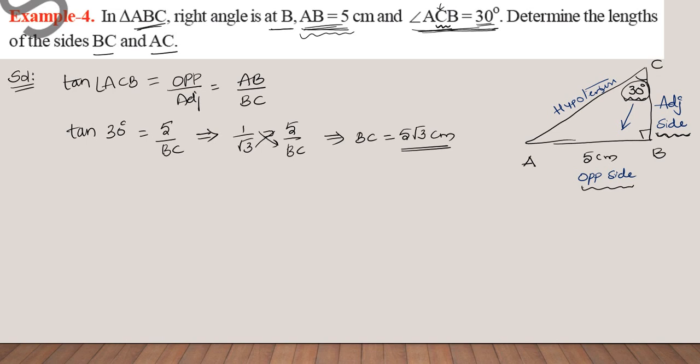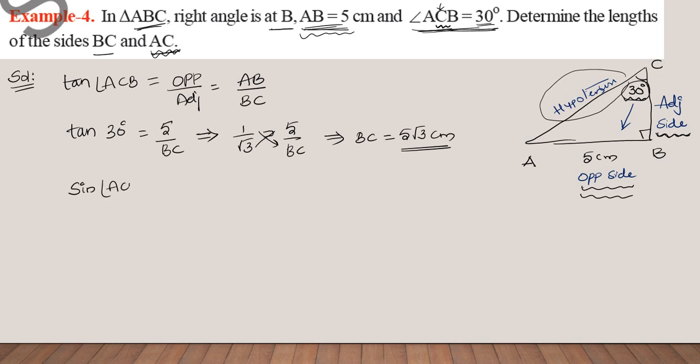Next, one more thing I need to find out. I need to find the value of AC. This particular AC is nothing but the hypotenuse, right? We can find this hypotenuse in two ways. Either you can go with the Pythagoras theorem or you can directly apply this angle concept. I know the value of the opposite side and I need to find the hypotenuse, right? So opposite and hypotenuse, which ratio? Clearly it is sine.